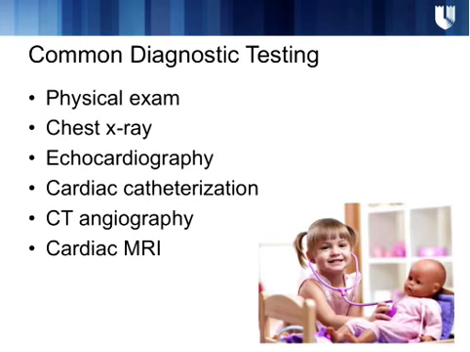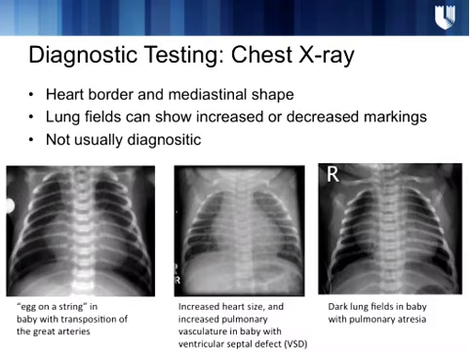For the remaining part of the talk, we'll talk about common diagnostic testing. We've already reviewed physical exam, and history is very important as well. The tests are chest x-ray, echocardiography, cardiac catheterization, CT angiography, and cardiac MRI. First we'll discuss the chest x-ray. When looking at a chest x-ray, we pay particular attention to the heart border and mediastinal shape. The heart border is the lower part of the chest film, and the mediastinal shape is the narrowing of the cardiac silhouette near the top of the infant.